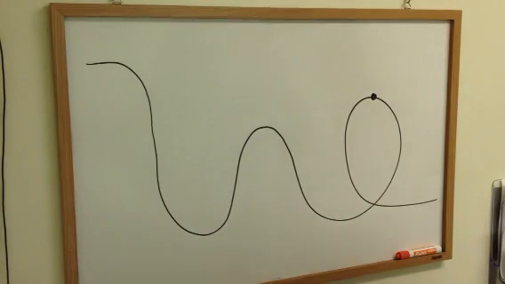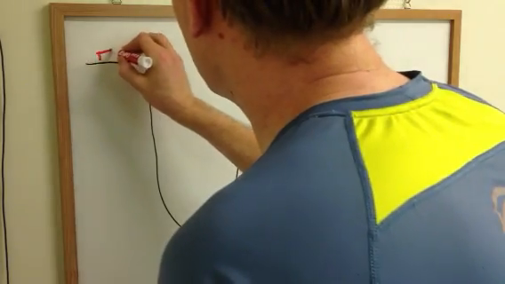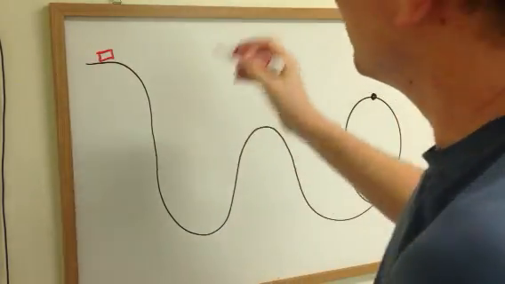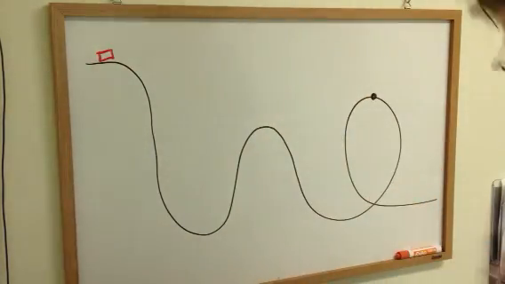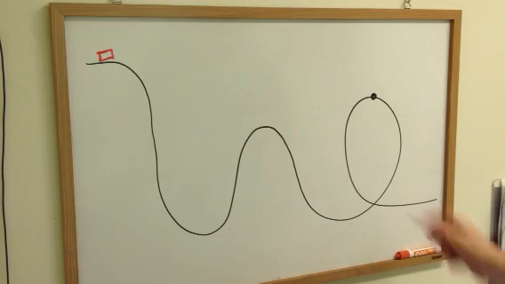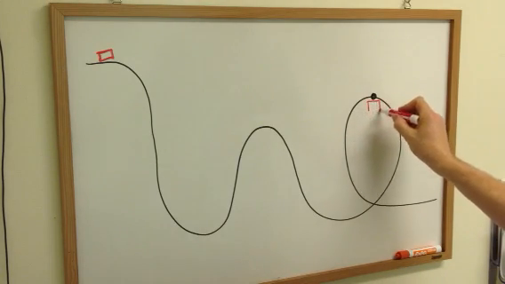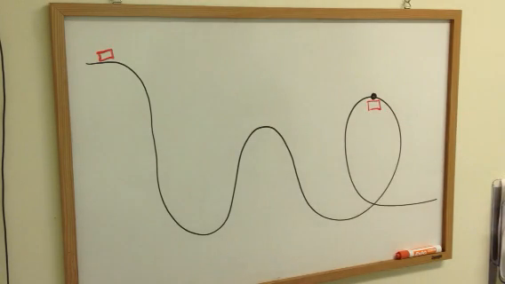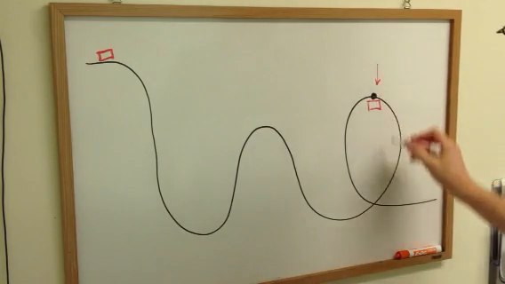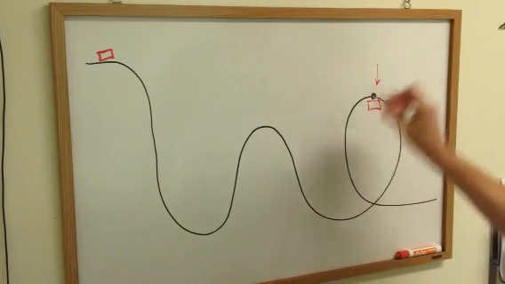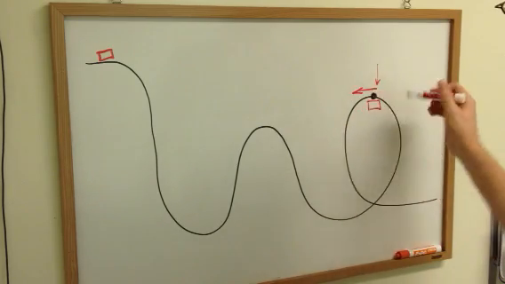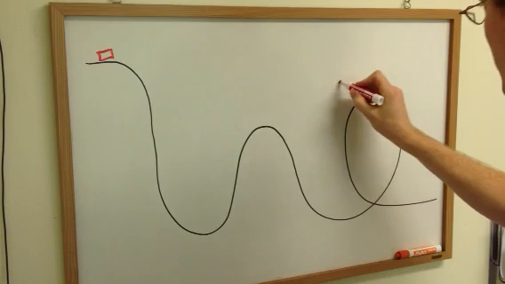Roller coaster. Start at the top, just creeping over the edge, and a moment later you're found at the top of a loop. The question is, how fast is the roller coaster going around? So the question is, how fast is it going at this point?